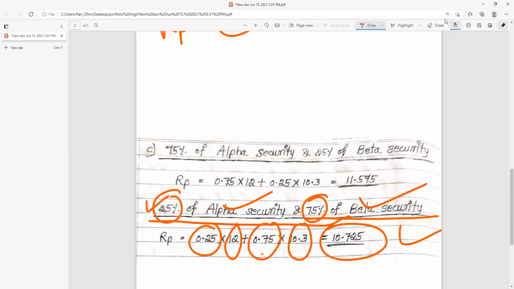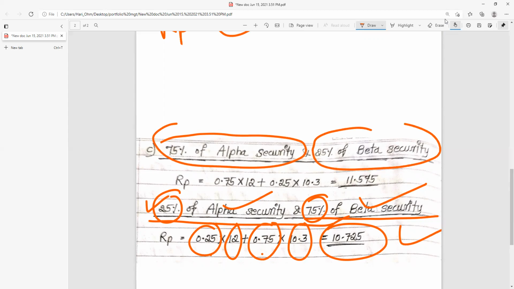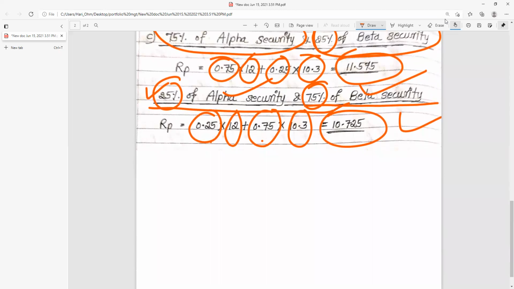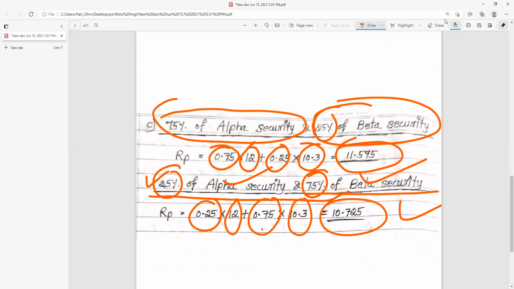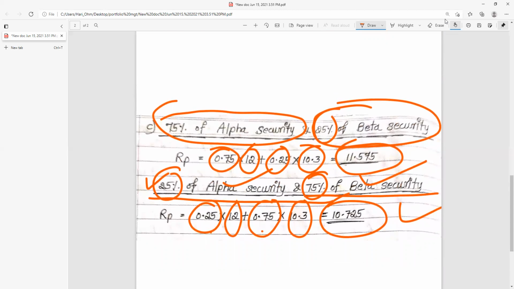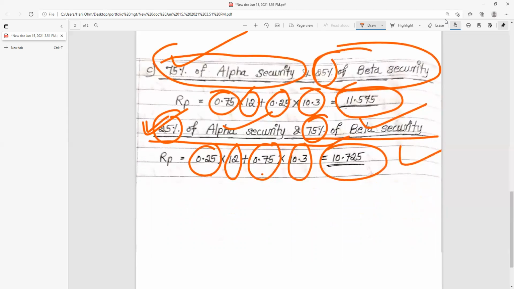Another question, that is 75% of alpha security and 25% of beta security. So 75% is nothing but 0.75, 25% is nothing but 0.25. The expected return is same, 12 and 10.3. Answer is 11.575. This is return of the portfolio when proportion is changed to 25% and 75% and 75% and 25%. Hope you're clear. It's very simple.